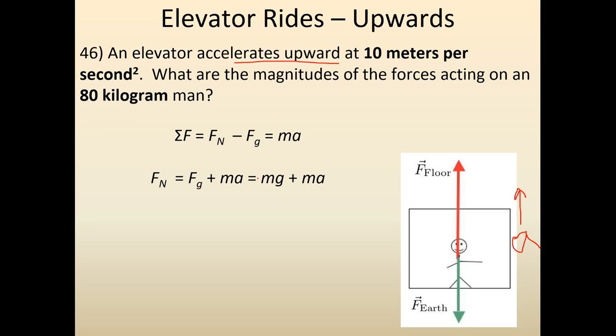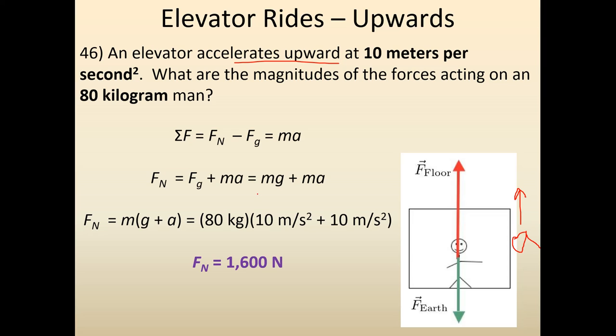So I move the force of gravity over to the other side. Remember, I'm going to try to solve a little bit more algebraically. So Fn is going to be equal to the mass times the sum of the accelerations. So my mass is 80, and both my acceleration caused by gravity and the acceleration caused by the elevator are both 10. I'm going to end up getting that my normal force is 1600 newtons. So I end up feeling twice as heavy as I would at rest.